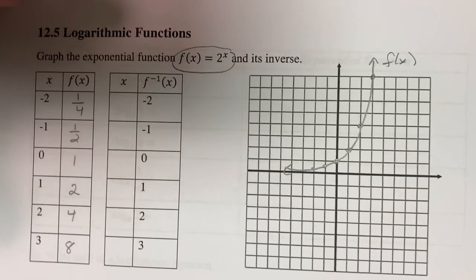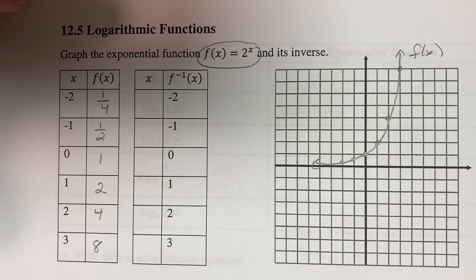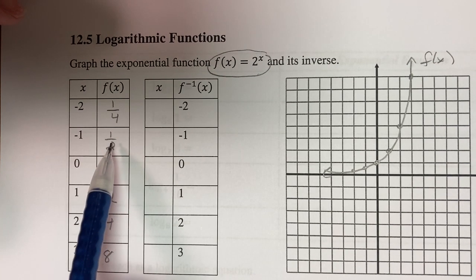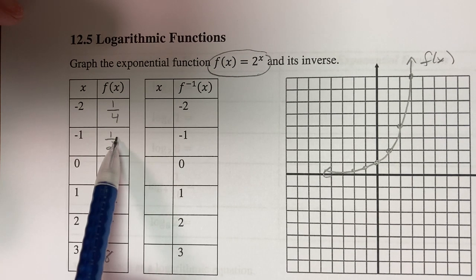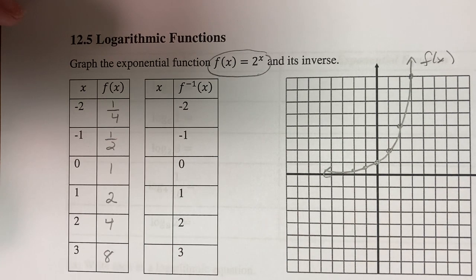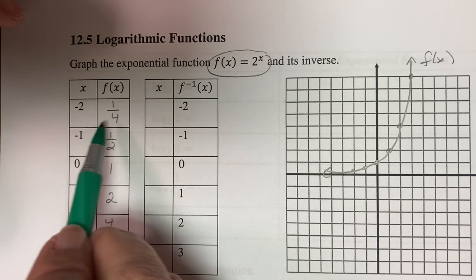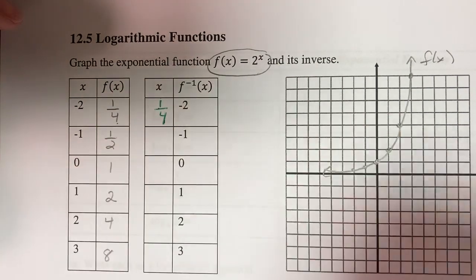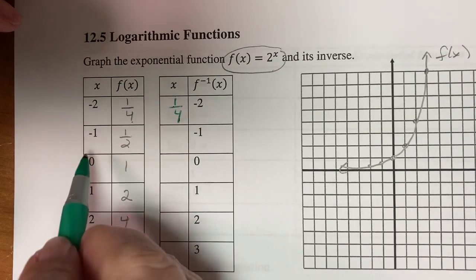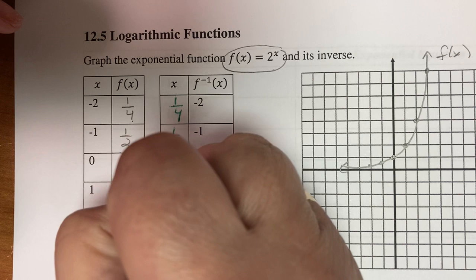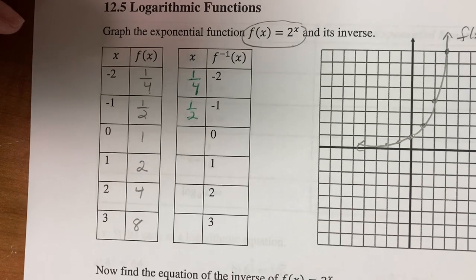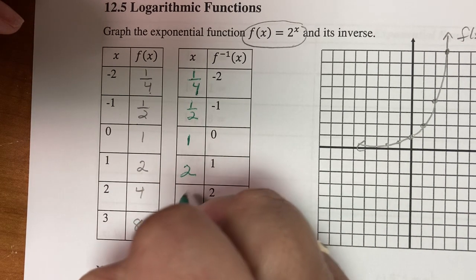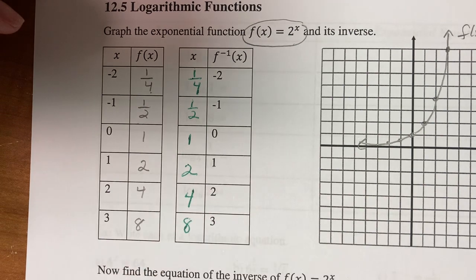Okay, so now it's saying, let's graph its inverse. So remember what inverses are. Inverses are functions that just have the domain and the range flipped, or the x's and the y's flipped. So you can see that that's what's happening here. Instead of negative 2, 1/4, our inverse would have the point 1/4, negative 2 on it. Instead of negative 1, 1/2, we would have 1/2, negative 1. So we're just flipping the x's and the y's. So there's a 1, 0. And this would be 2, 1, 4, 2, and 8, 3.